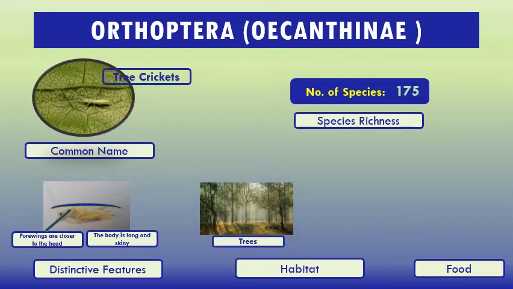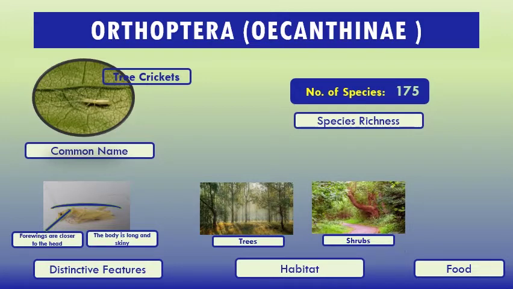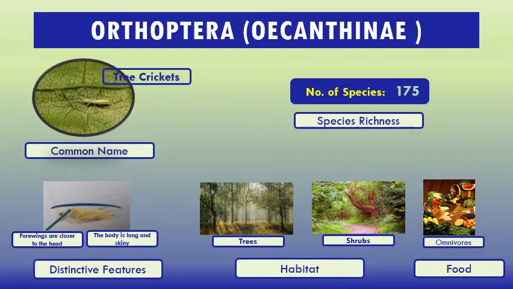Now habitat. It can be found near trees, shrubs, food. They are omnivorous. They just eat everything.